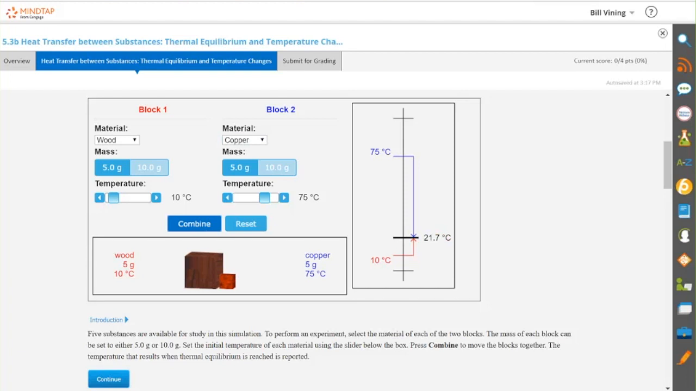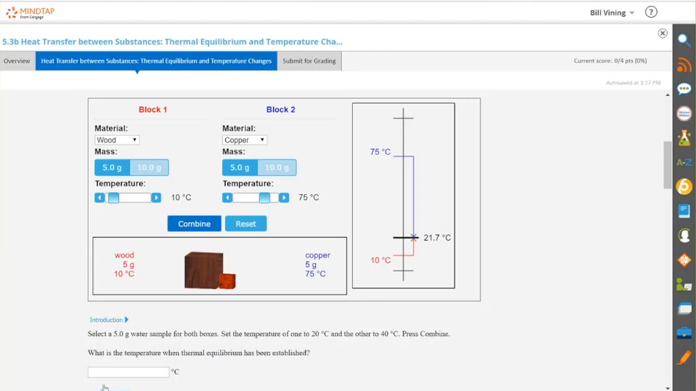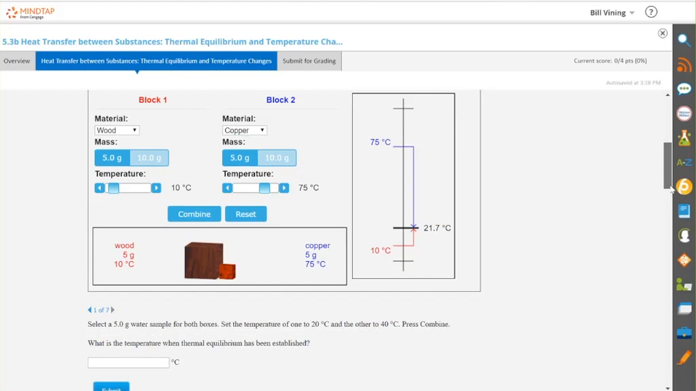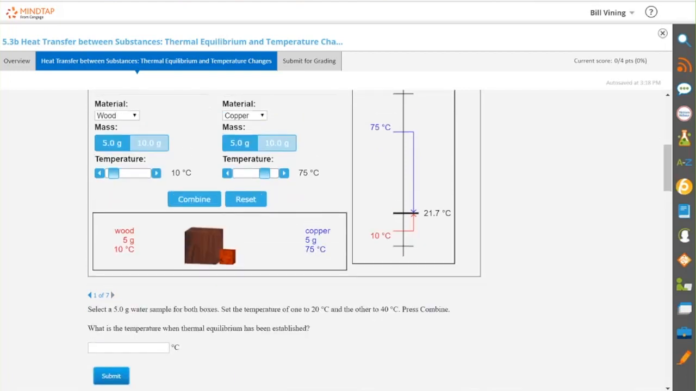The introduction to this tells the students about what they're doing and how to use the simulation. Then it has a series of questions, and the questions lead the student through using the system. So it'll say, select a 5-gram water sample for each of the 2 samples, set 1 to 20 degrees, 1 to 40 degrees, and combine and figure out the temperatures. It'll lead them through an exploration of, in this case, thermal equilibrium and heat transfer to give them the gut feel for what we're talking about in terms of temperature changes and substances.